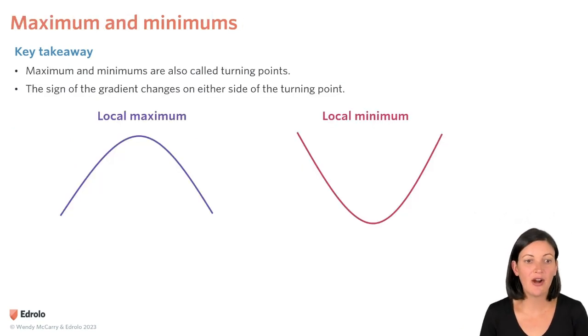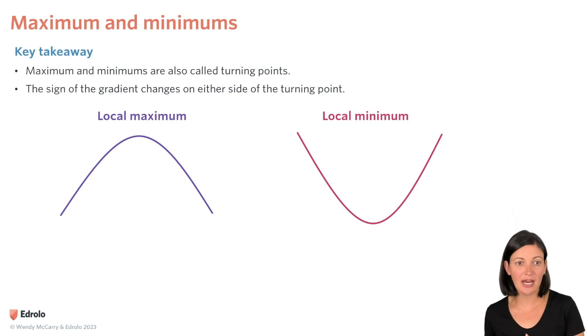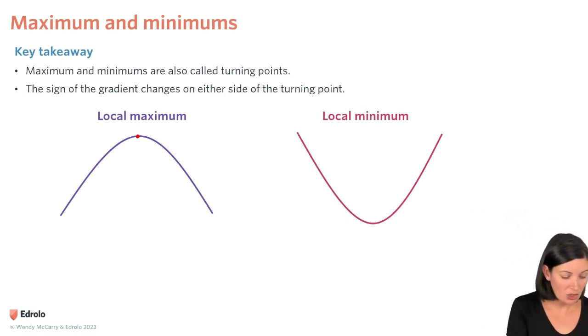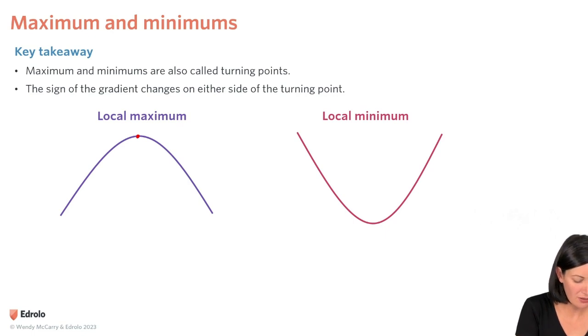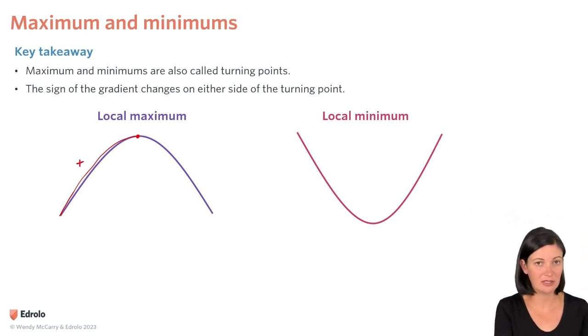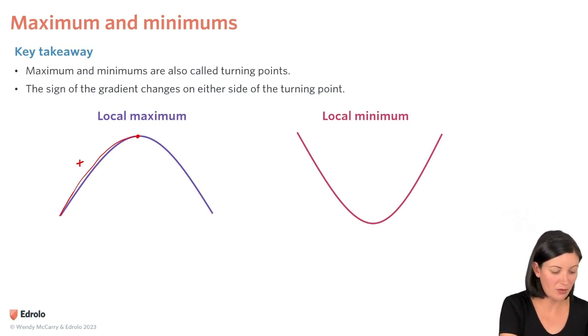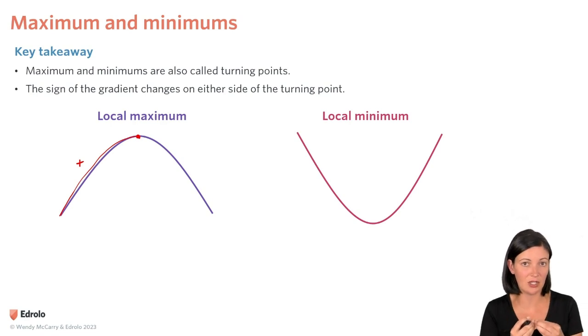So first, we're going to look at our maximum and minimum points, okay? And like I said, they're also called our turning points. And this is because the sign of the gradient changes on either side of the turning point. And what I mean by that is this, okay? If you take a look to the left of that point, you can see that the gradient of the curve on this side is always positive, right? It's getting closer and closer to 0 before the gradient is finally 0 at exactly that turning point.